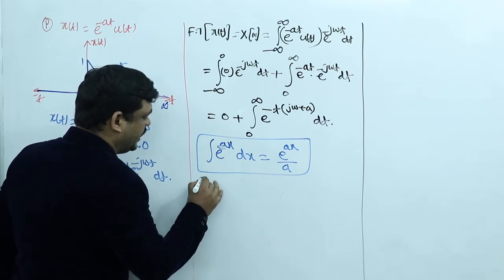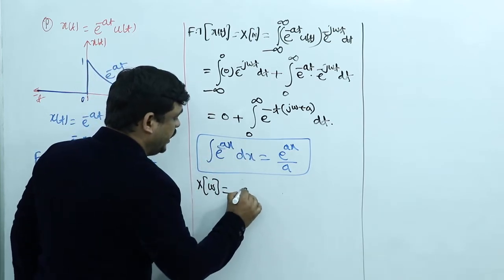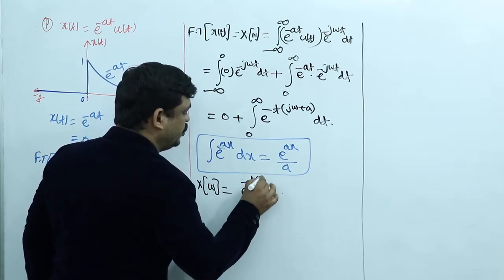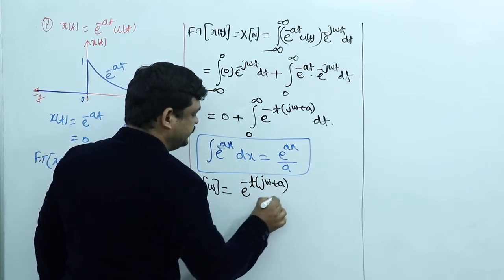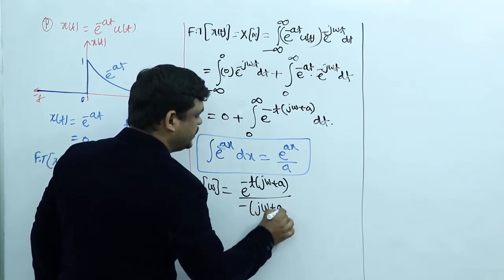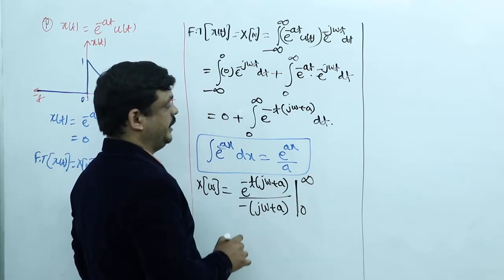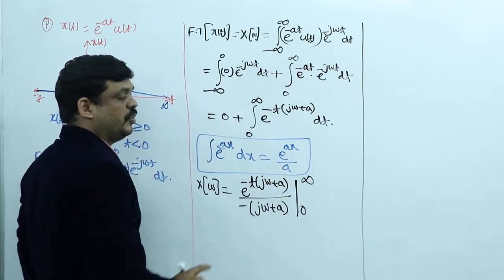Then finally, X of omega becomes e to the power of minus t into j omega plus a, by minus of j omega plus a. What are the time limits? Time limits are from 0 to infinity. So 0 to infinity, I have just written like this.